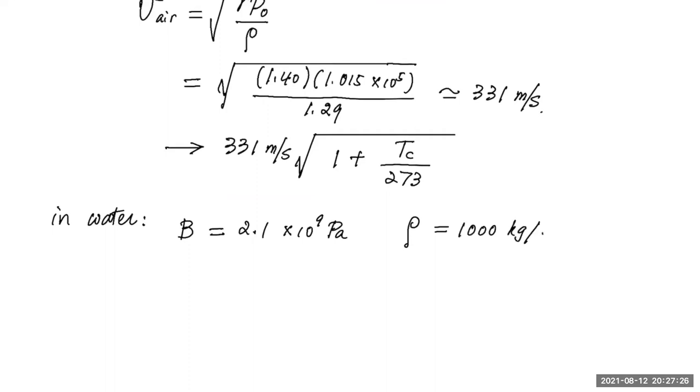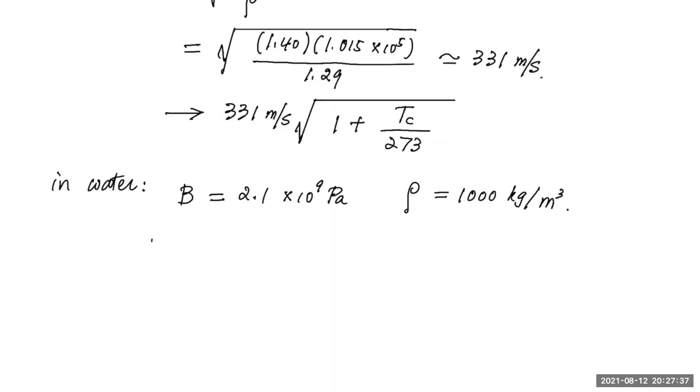Kilograms per meter cubed. It is 1 gram per centimeter cubed. It's also 1,000 kilograms per meter cubed. So you have greater B and also a greater rho at the same time. So look at the ratio of B over rho, and you take a square root. Then you will get V water, the speed of sound in water. And what is that equal to?